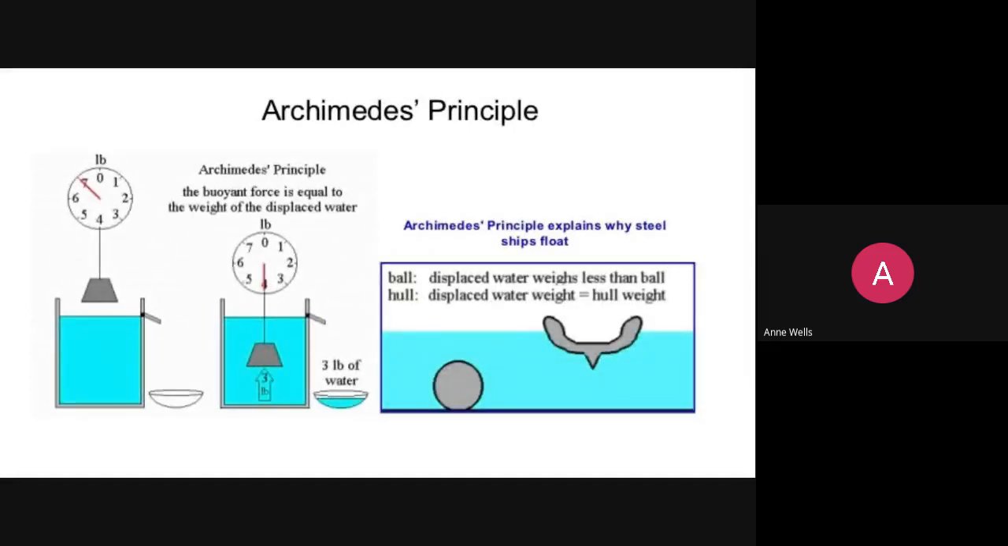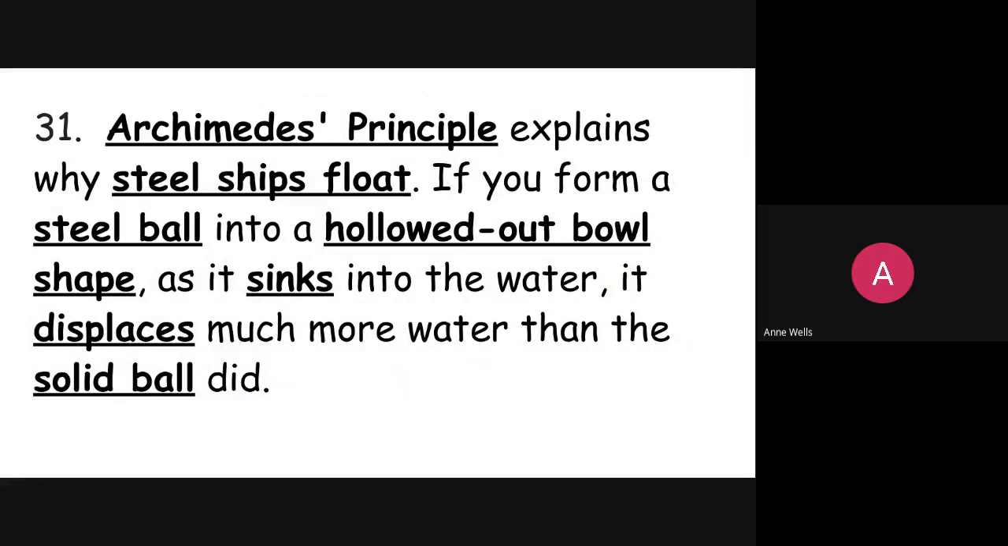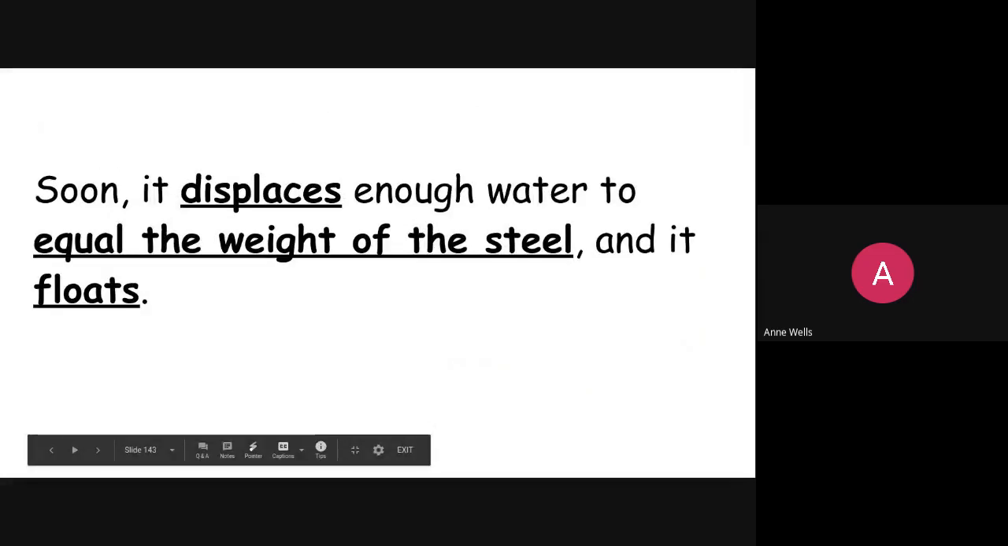So you can study this picture, and it really helps you understand why objects sink or float, especially if you look at the last picture where the ball and the hull, like the hull of a ship, weigh exactly the same thing, but because of the different shape, which means the volume is different, one will sink and one will float. Archimedes' principle explains why steel ships float. If you form a steel ball into a hollowed out bowl shape, as it sinks into the water, it will displace much more water than the solid ball did. Soon, it displaces enough water to equal the weight of the steel, and it floats.